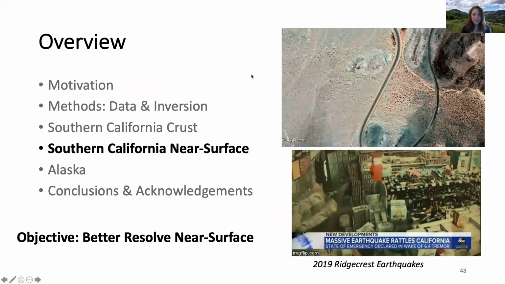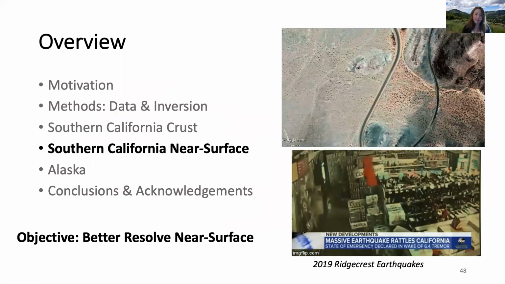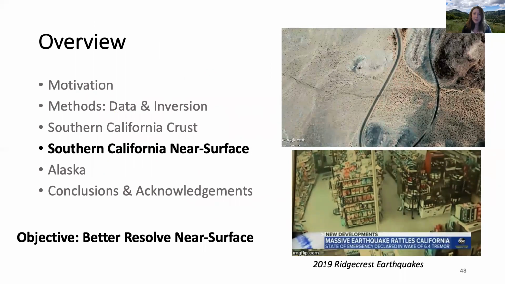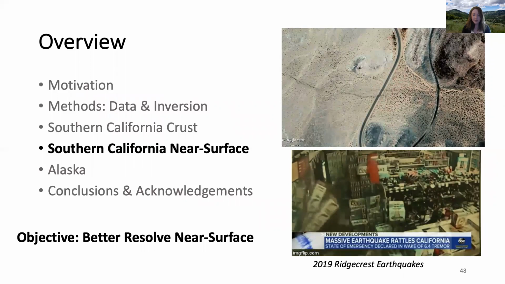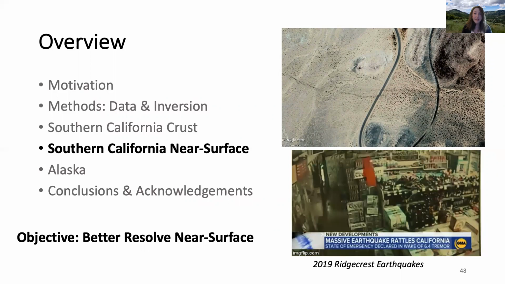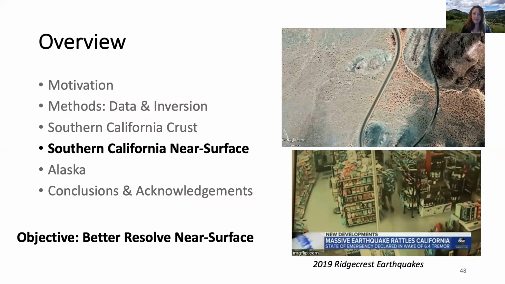We realized our result needed improvement in the shallowest portion, or less than 0.5 kilometers depth. This is critical as this impacts the amount of shaking during an earthquake. Here we are showing footage of the recent 2019 Ridgecrest events, including a satellite before-after of the ruptured surface and the shaking in a grocery store during the magnitude 6.4 event.